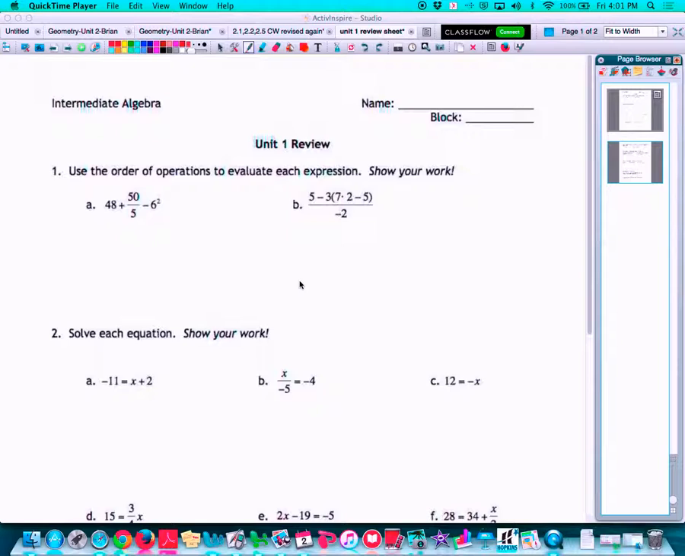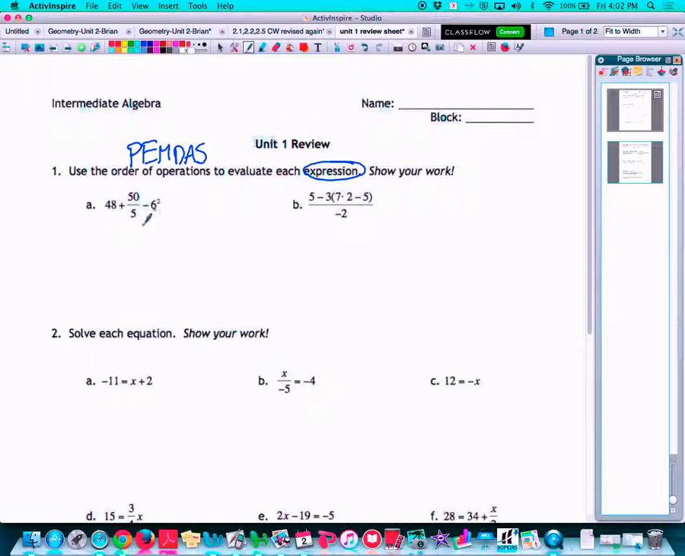Problem number 1 says to use the order of operations to evaluate each expression. Order of operations, we know, is PEMDAS, and you use PEMDAS to evaluate expressions. Expressions have numbers in them, no equal sign, no variables. So when that is the case, we want to evaluate, find the answer, using our order of operations, PEMDAS. Now, the first part of PEMDAS is parentheses, P for parentheses.